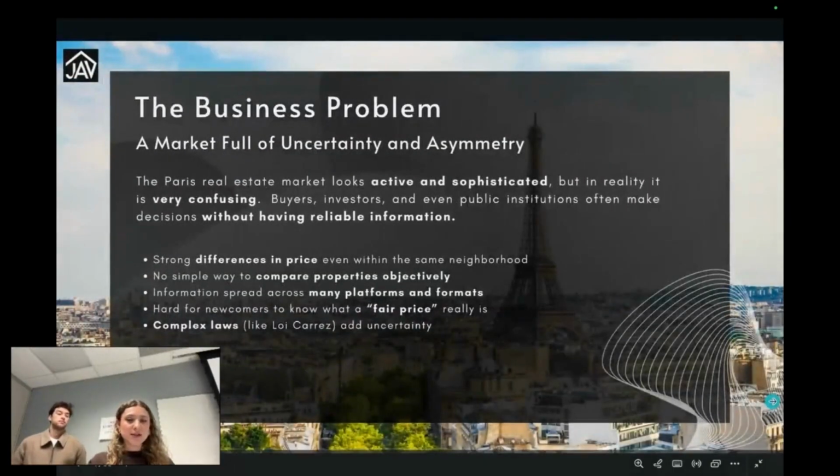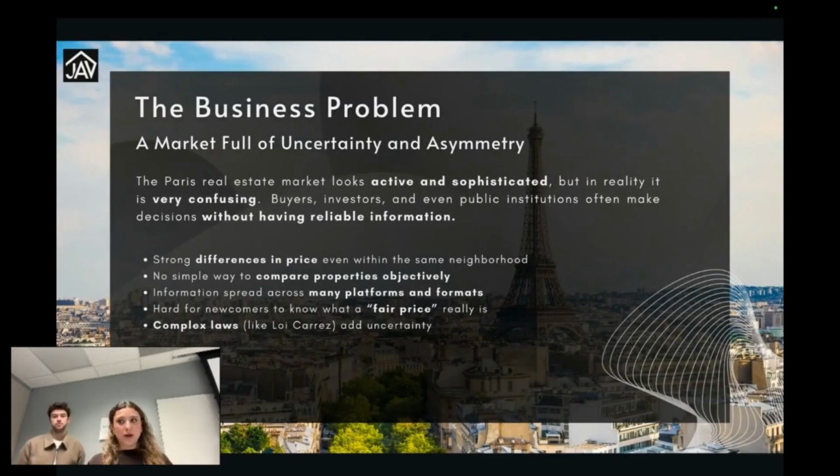Just to get started, we need to know our business problem. What is our business problem? It is a market full of uncertainty, but also asymmetry. You may already know Paris, and the real estate market there maybe looks active and sophisticated, as Paris is, but in reality it can be really, really confusing.